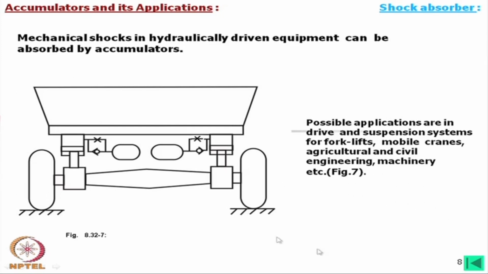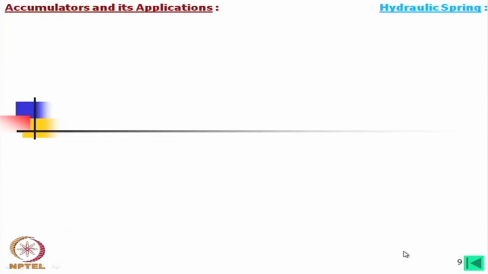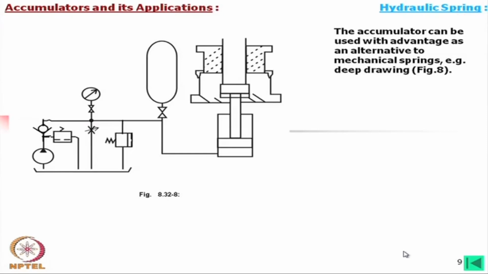But these are usually used for large systems, not for very small systems. However, you may find that a similar, very small accumulator can also be used for vibration isolation in small vehicles. Now, I have just mentioned the hydraulic spring. In that case, again, we will find that this can be used as a hydraulic spring.